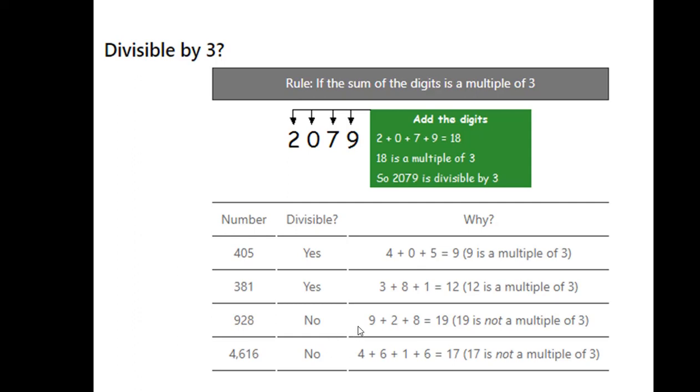The next example is 928. You have to add the digits. 9 plus 2 plus 8. The sum of these digits is 19. 19 is not divisible by 3. So 928 is not divisible by 3. The last example is 4616. Here also you have to add the 4 digits. 4 plus 6 plus 1 plus 6. The sum of the digits is 17. So 17 is not divisible by 3. So 4616 is also not divisible by 3.